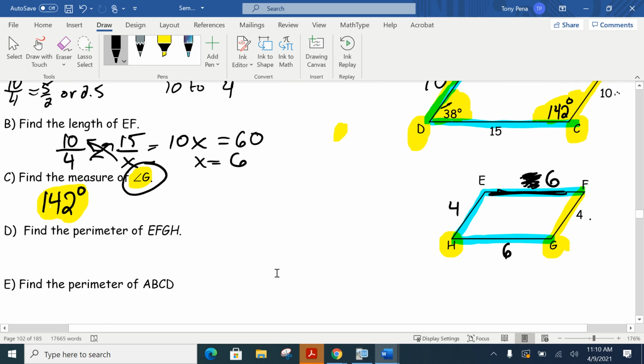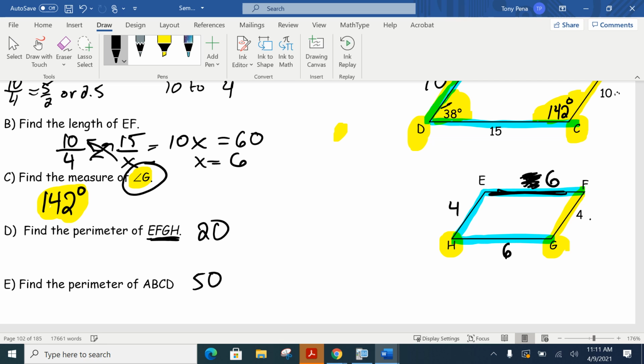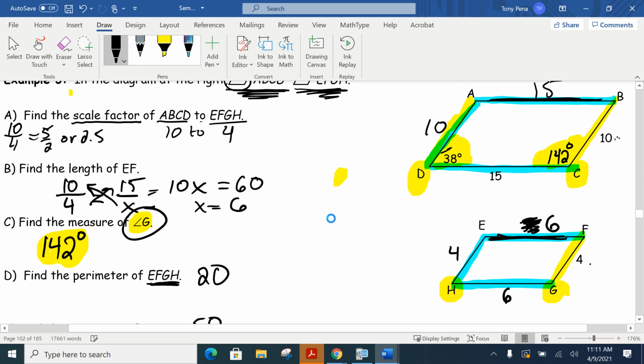All right, Ian Brooke, what'd you get for the perimeter of the small one, E to F to G to H? 20. Good, so that should be 20. We're just adding up all four sides here. All right, Gael, what do you get for the perimeter of the big one? I got 50. That should be 50. So if we added up all the sides of the big one, we should get 50.